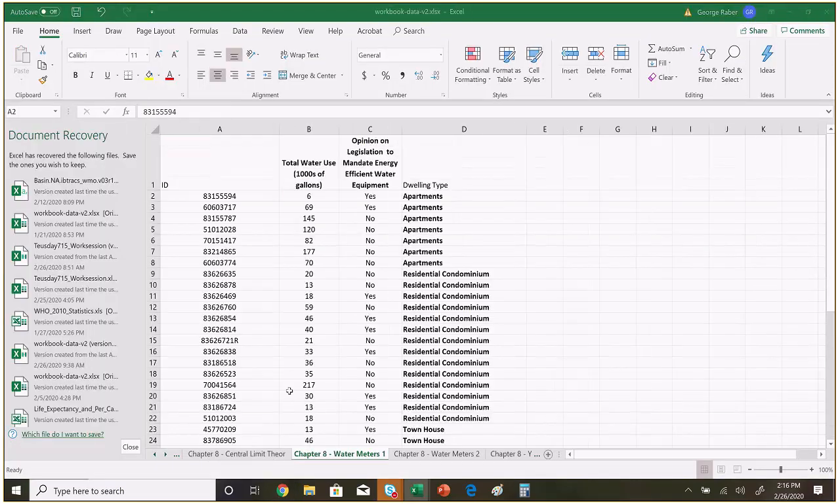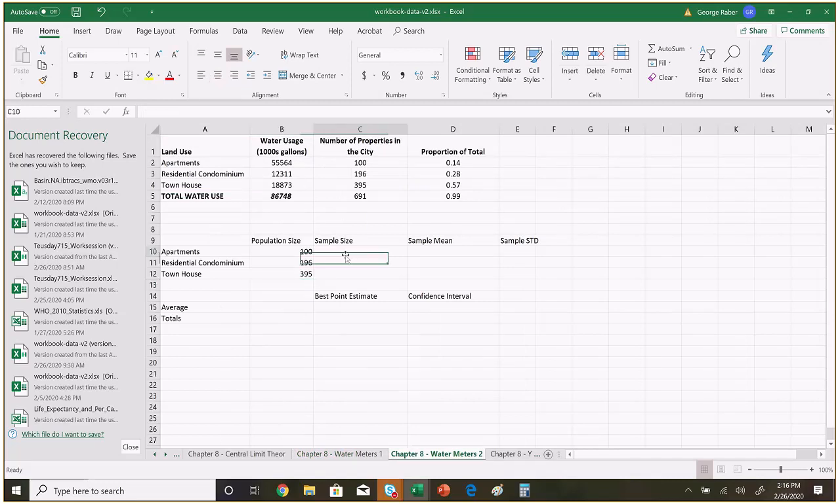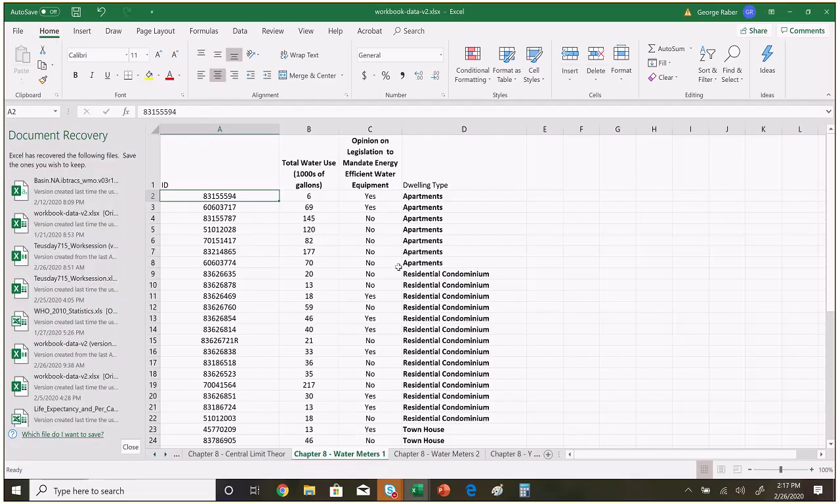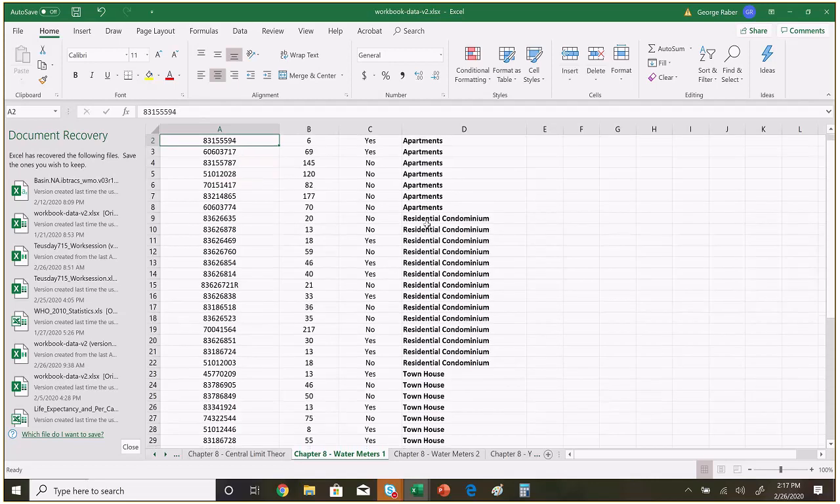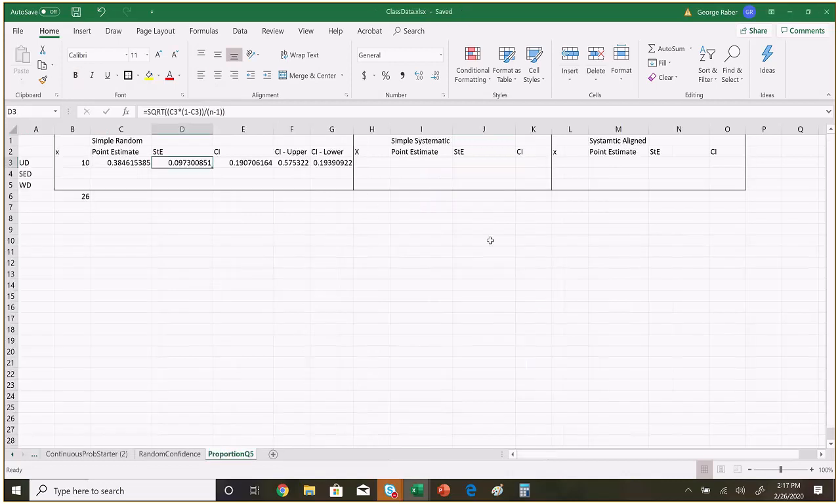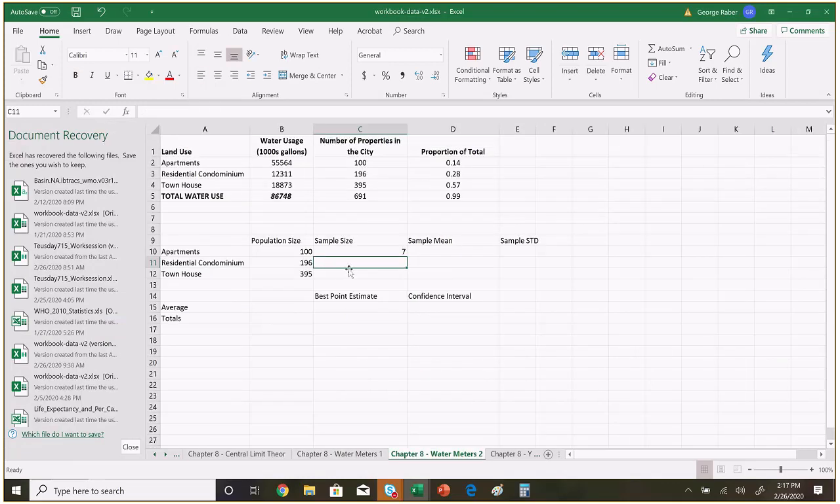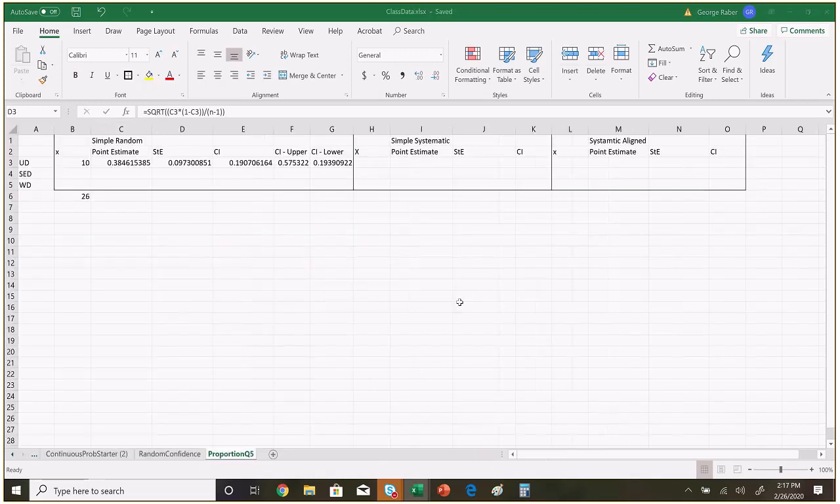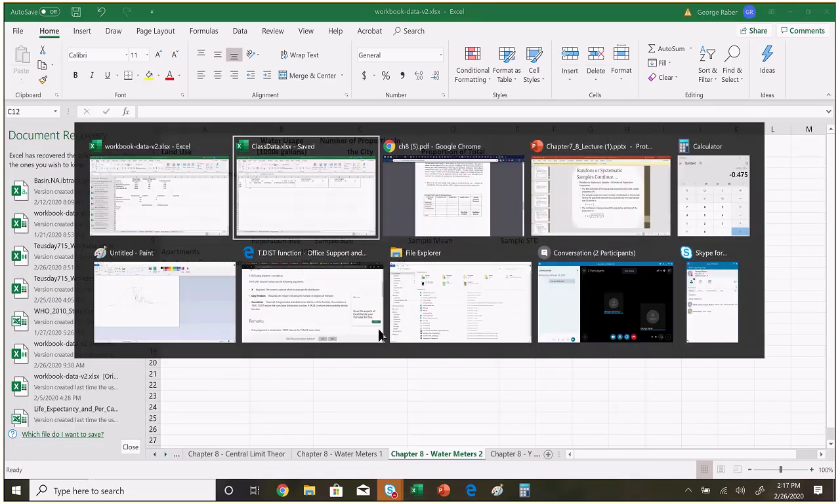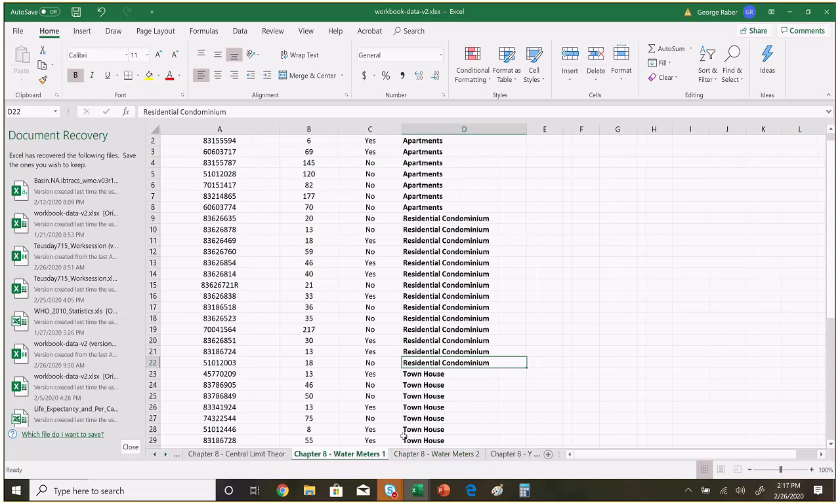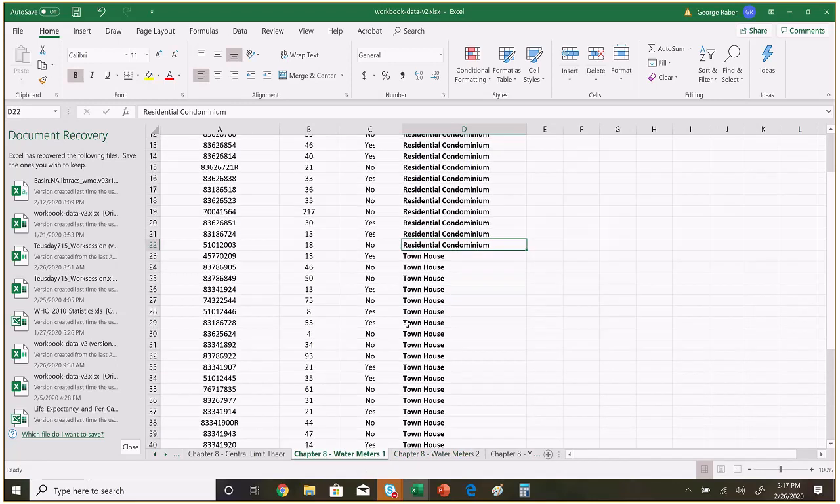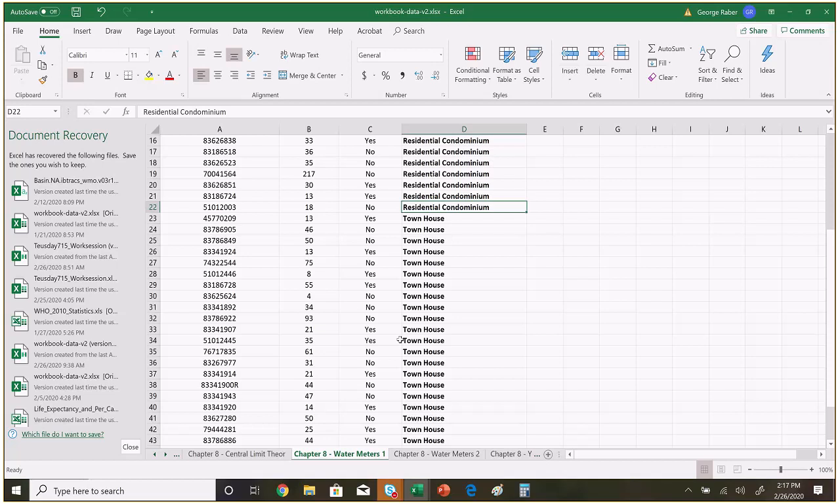Now we put that number over, sorry, I'm in the wrong one. Go back over here. The sample size is 7. We sampled 7 apartments. How many residential condominiums did we sample? Sorry. It's right here. So how many are there? 1, 2, 4, 5, 6, 7, 8, 9, 10, 11, 12, 13, 14. I got 14. Okay. And then finally, how many townhouses did we sample? I keep going back and forth, but they're on the same one. What's that?